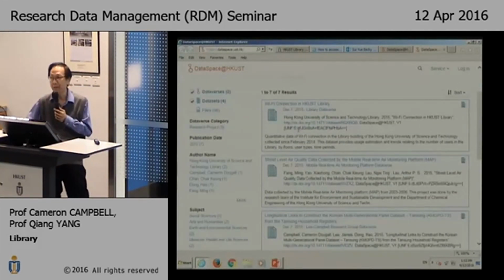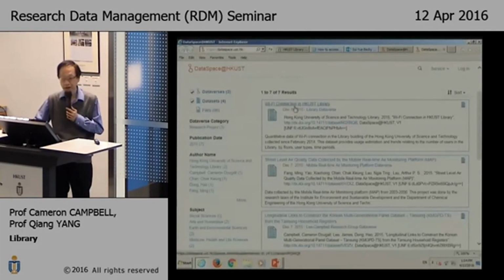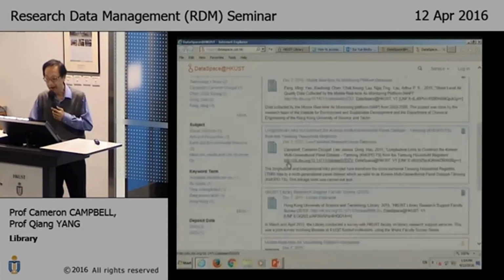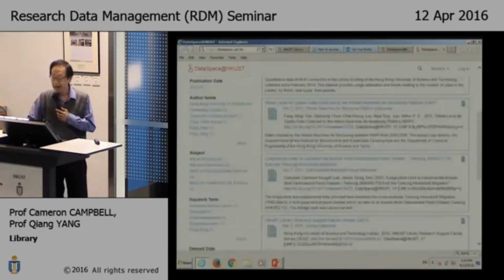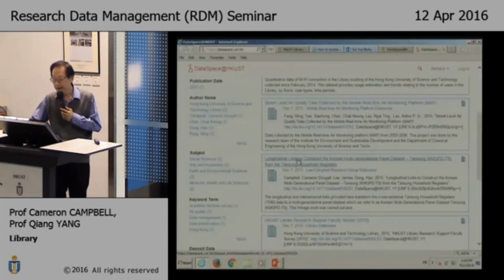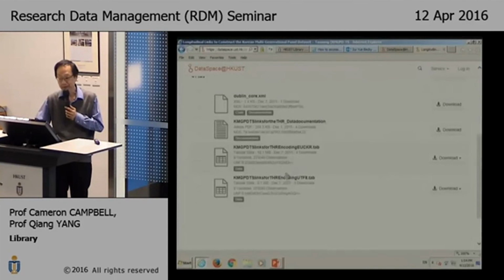Okay, so these are the 4 data sets. 2 of them are from the library, who wanted to test the water and see how it works. So the library deposited 2 data sets into it. One is on the Wi-Fi connection data in the library, and the other is the response data from the survey I just mentioned. The other 2: the one that Professor Campbell deposited is on household registers of a Korean county. This is a small data set, but it's a complete one.